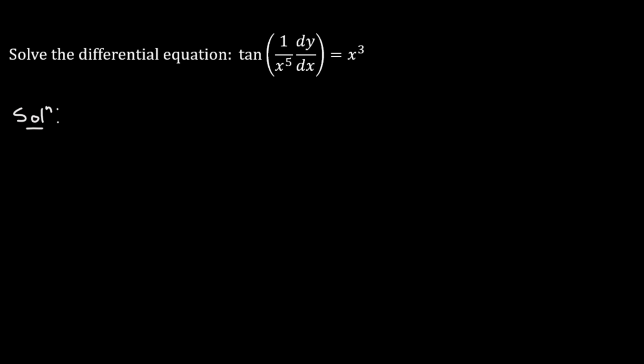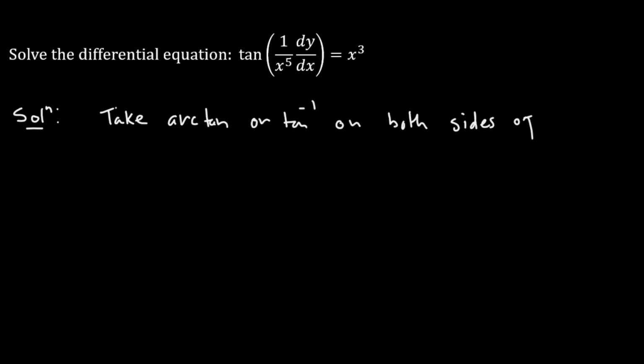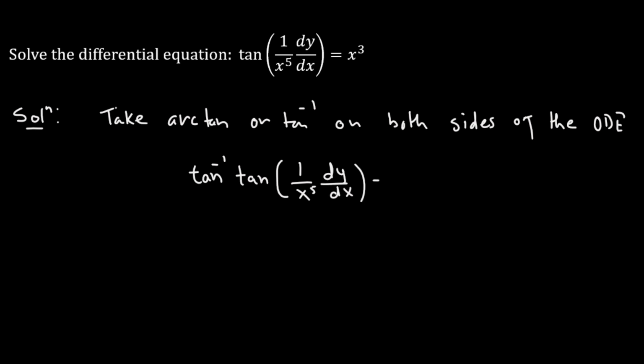We're going to take the arctangent, or tangent inverse, on both sides of the ordinary differential equation, and that should give us tangent inverse of 1 over x raised to the power of 5 times the derivative of y with respect to x equals tangent inverse of x cubed. Now on the left hand side, the tangent inverse and tangent will nullify each other, and that should give us 1 over x raised to the power of 5 times dy over dx equals tangent inverse of x cubed. Now this is a simplified linear differential equation.